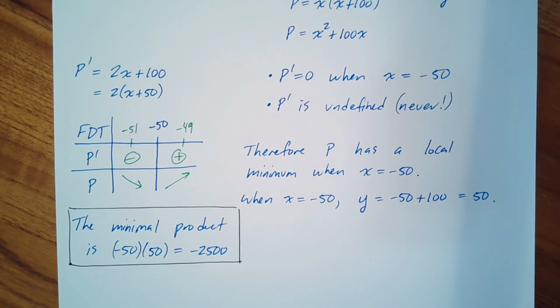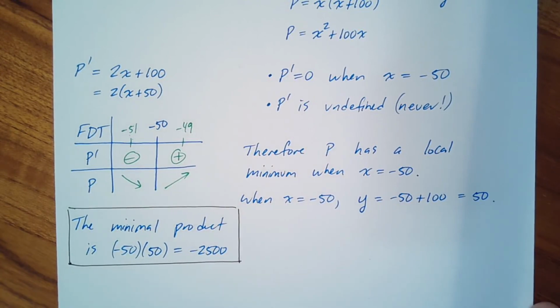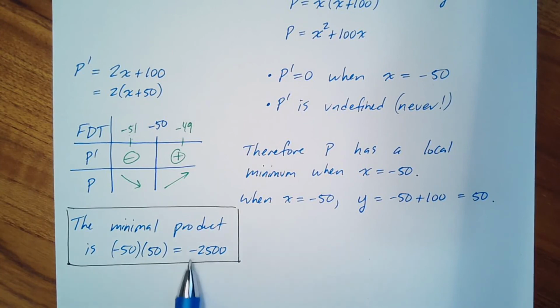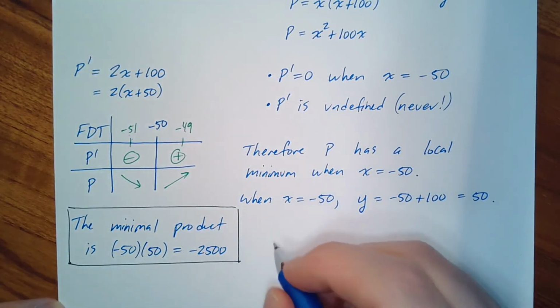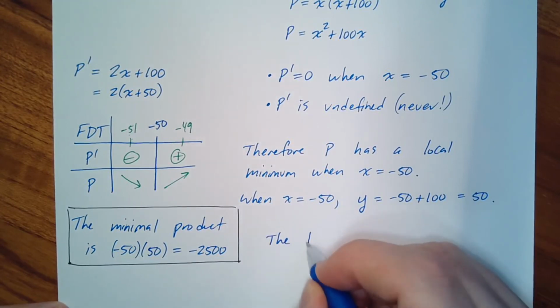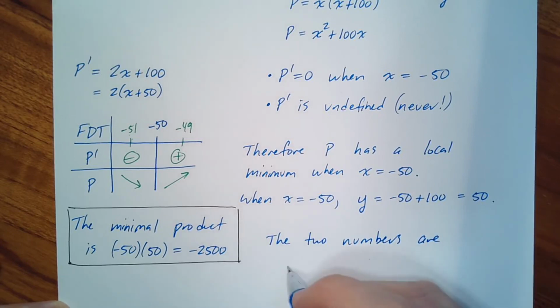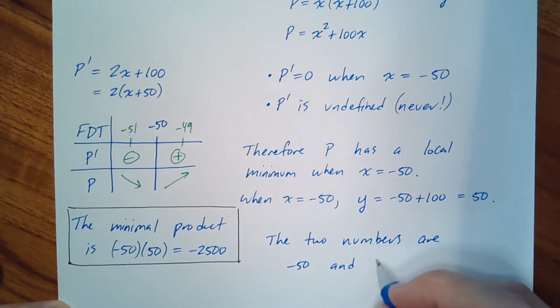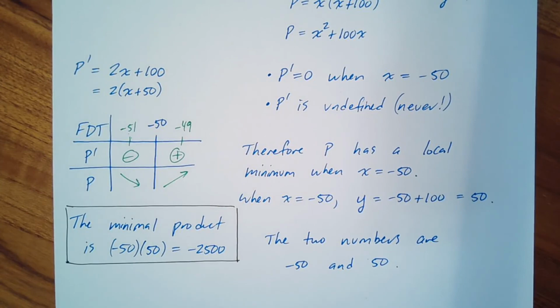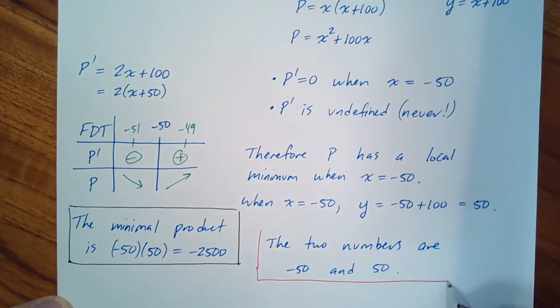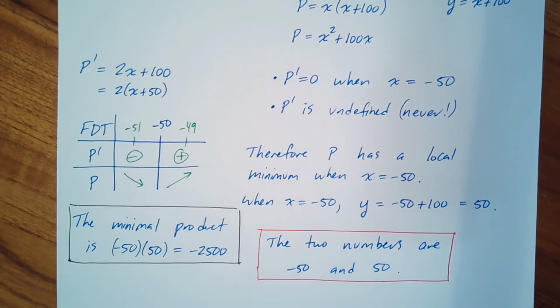So anyways, I'm babbling here, but the point is that just because the product seems like a large number in magnitude, that doesn't mean that we haven't minimized it, because of the fact that it's negative, right? That negative sign comes to the rescue here. So in any event, let's finish this off. The two numbers are negative 50 and 50, right? So that's going to be our final answer here. Okay, and that concludes that example, and that concludes the section.